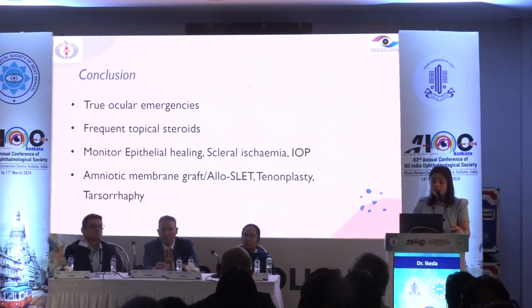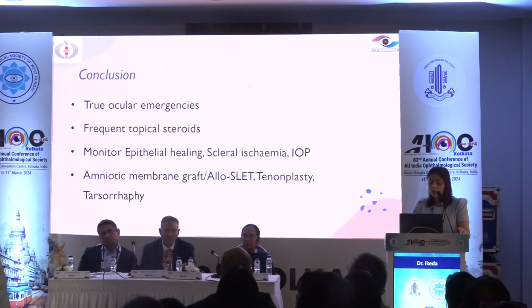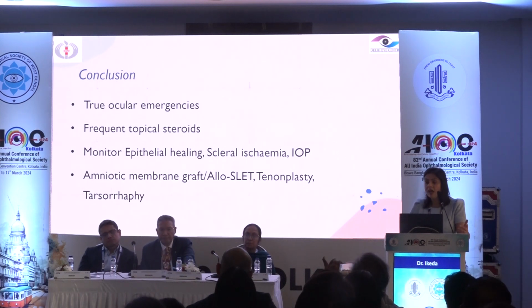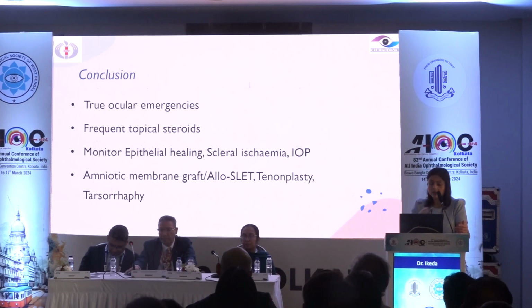So to conclude, these are true ocular emergencies. Initially, for these cases, we need to start frequent topical steroids to take care of the inflammation. The things that we need to look out for are to monitor the epithelial healing, the scleral ischemia, as well as the intraocular pressure. And the techniques that we have in our armamentarium, which we need to combine and choose for different cases, include amniotic membrane graft, AIOC, tenonplasty, and tarsorrhaphy. Thank you.